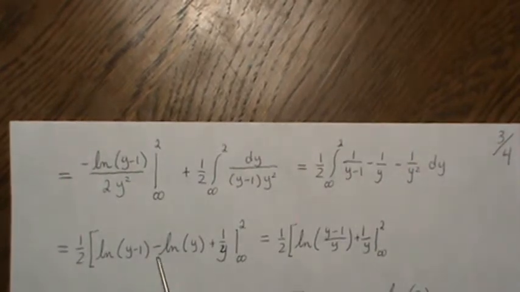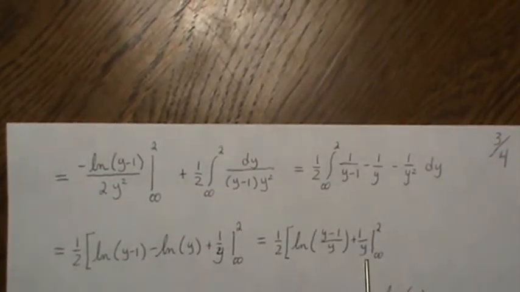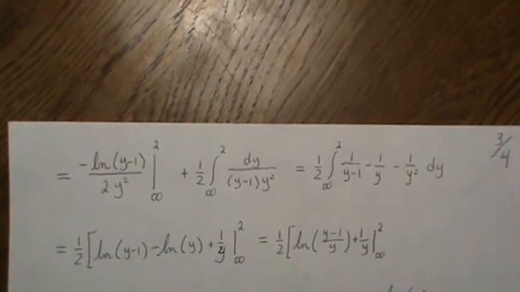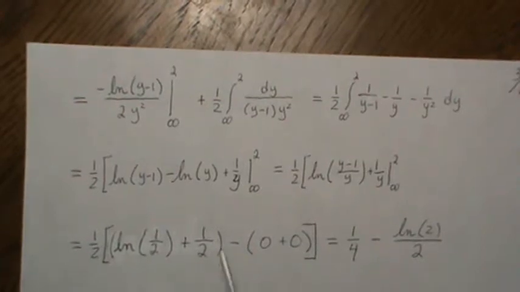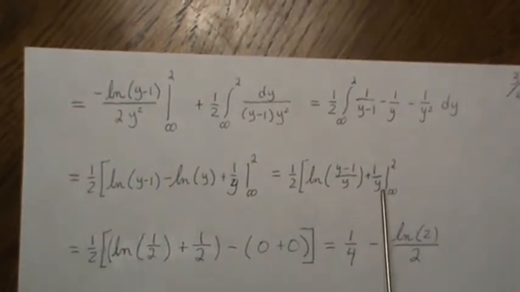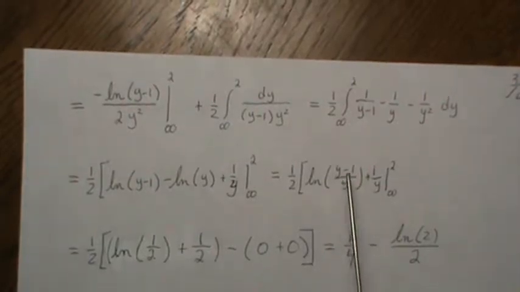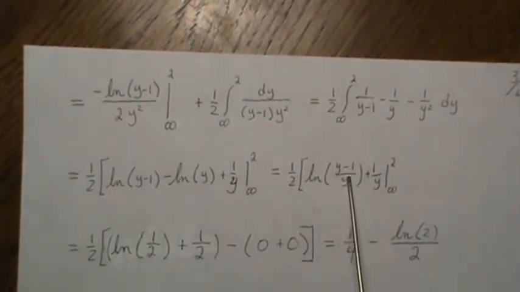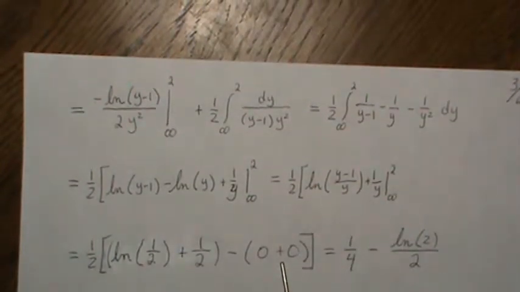Now this I combine to log of y minus 1 over y. I plug in 2, and we get this. And I plug in infinity. Here, that goes to 0. And here, this goes to 1. And the log of 1 is 0.